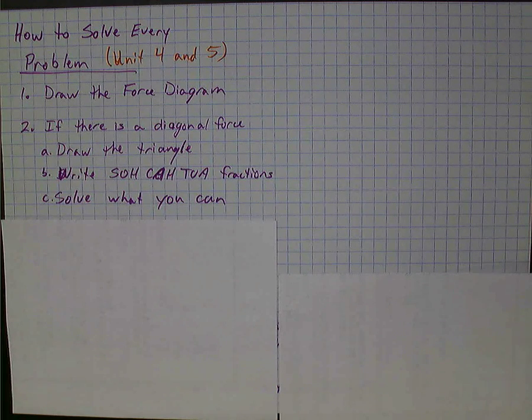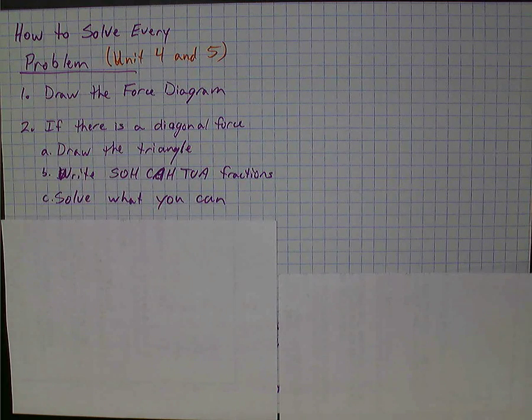Then I write the SOHCAHTOA fractions. Sine is opposite over hypotenuse, cosine is adjacent over hypotenuse, tangent is opposite over adjacent. Frequently you only need sine and cosine, but it doesn't hurt to go ahead and write down the tangent. It's not that much more to write, and you might actually use it. Then solve what you can of those.